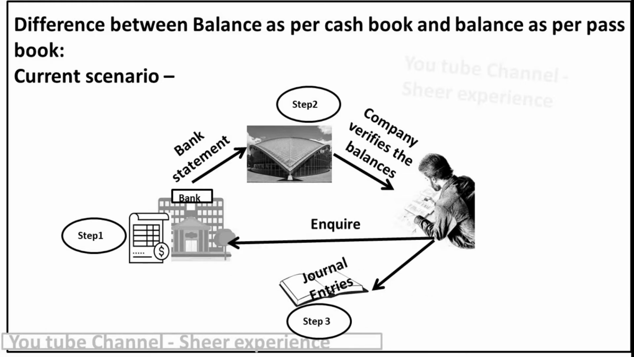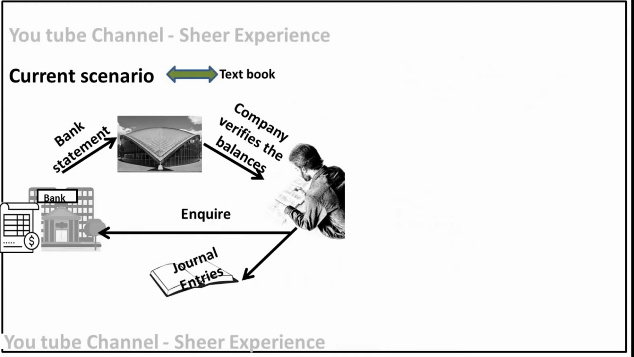If we find some odd differences, before posting a manual journal entry, we will inquire with the bank about the differences, then we will post journal entries. So this is what happens in some of the multinational companies on a regular basis. This process of posting the rectification journal entries in our books of accounts according to the bank reconciling statement is a part of month-end activities. Now we'll see how this current scenario links to our textbook.